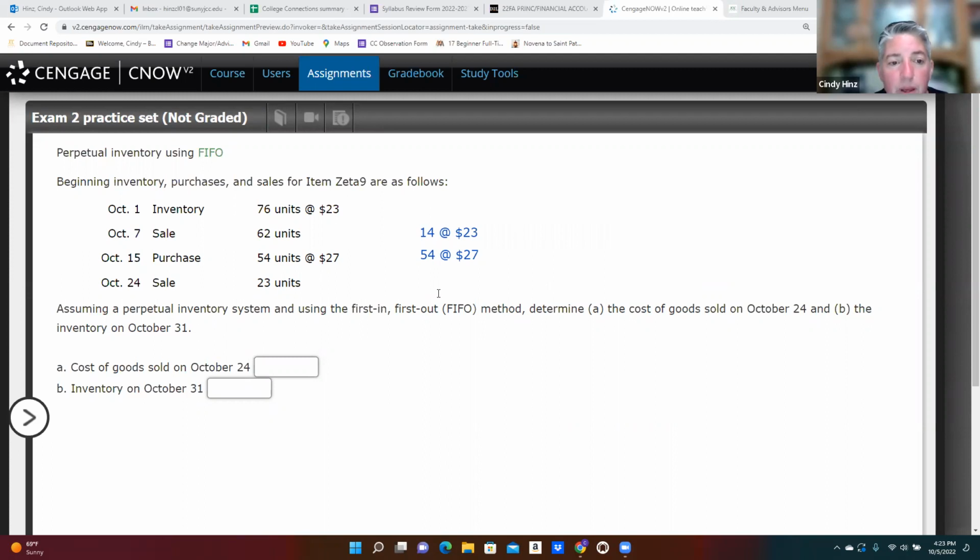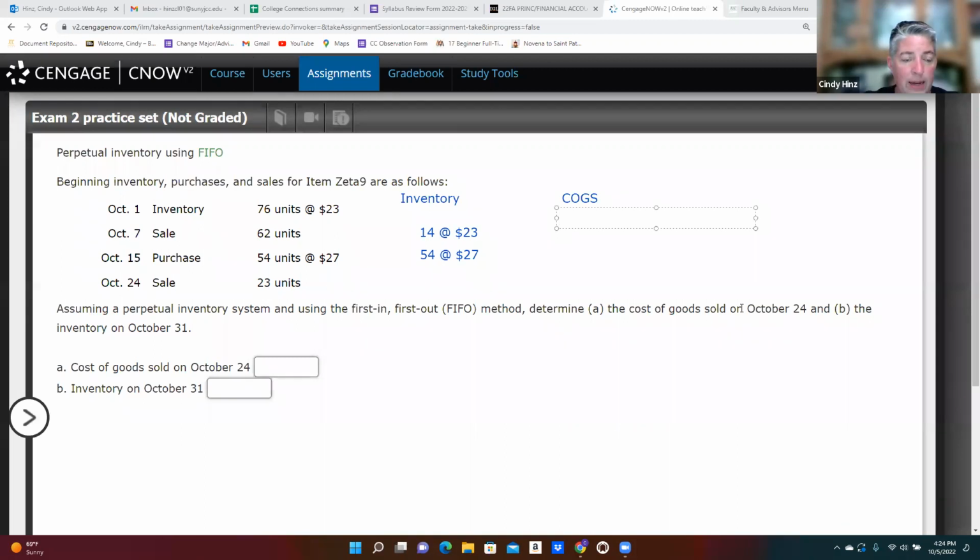If we're using FIFO, that means first in, first out. The first thing we would sell is the $23 ones, and we had 14 of those. So we would need 9 more from the $27 ones. Now that I'm looking at what we actually need here, I'm going to go over here and put a column for our cost of goods sold, because I see that we need both of those.